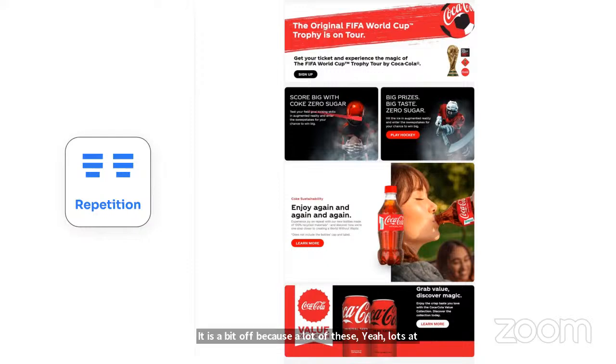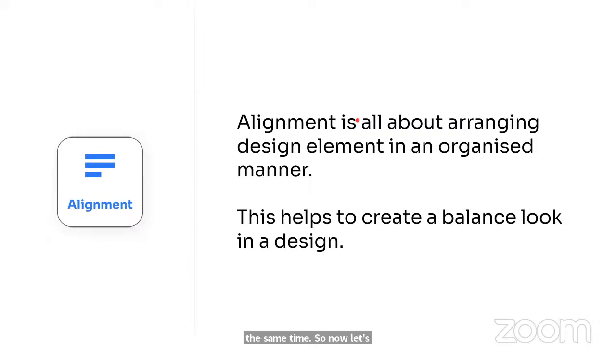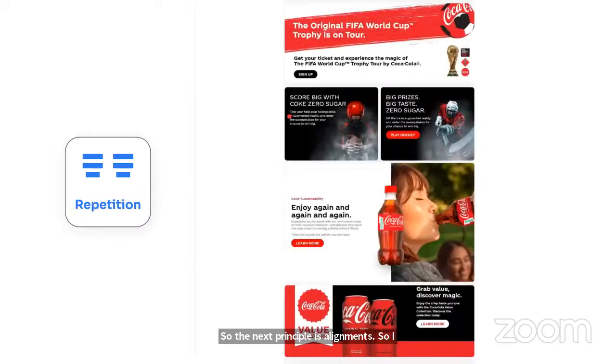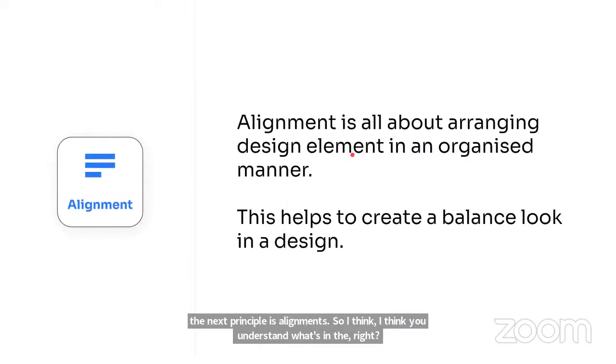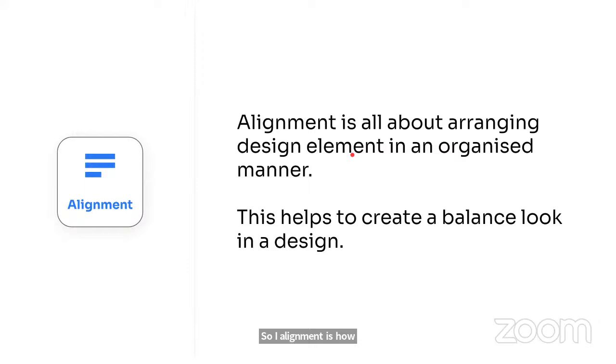So now let's go to alignment. The next principle is alignment. I think you understand what we mean by repetition, right? Alignment is how we arrange our design. It is making sure that things are in the same position. In terms of position, that's what alignment does. And alignment is one of the things that, if you get it right, your design, no matter how simple it is, will look okay. So what do I mean?